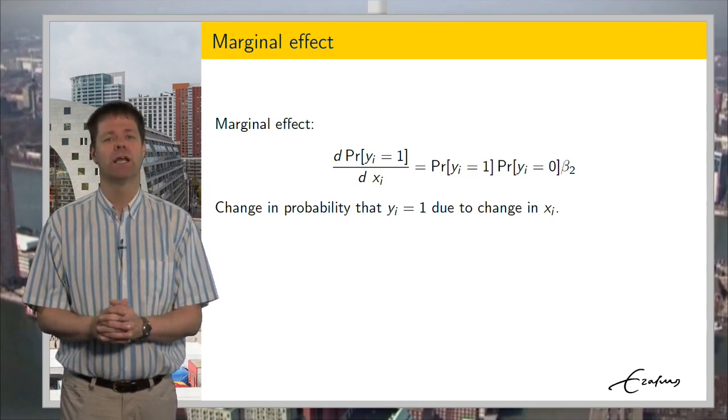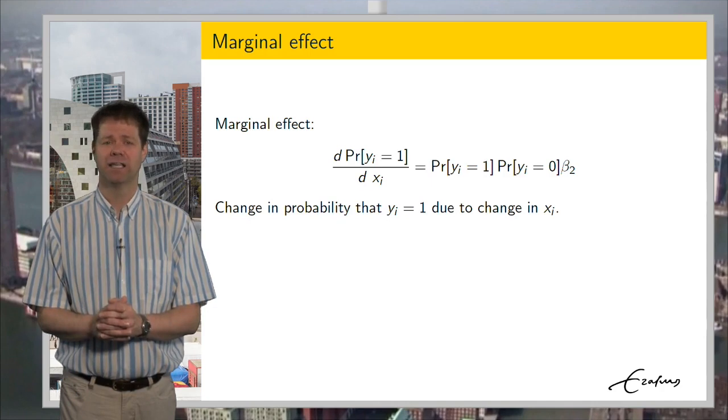First of all, as probabilities are always positive, the sign of beta 2 determines the direction of the marginal effect. This result was already clear from the odds ratio. A positive beta 2 implies that an increase in x leads to an increase in the probability that y equals 1.